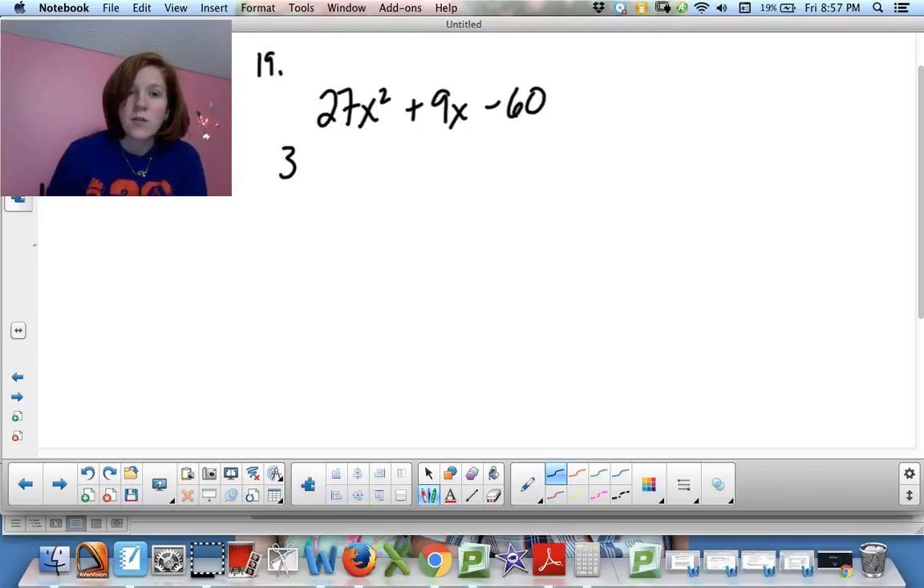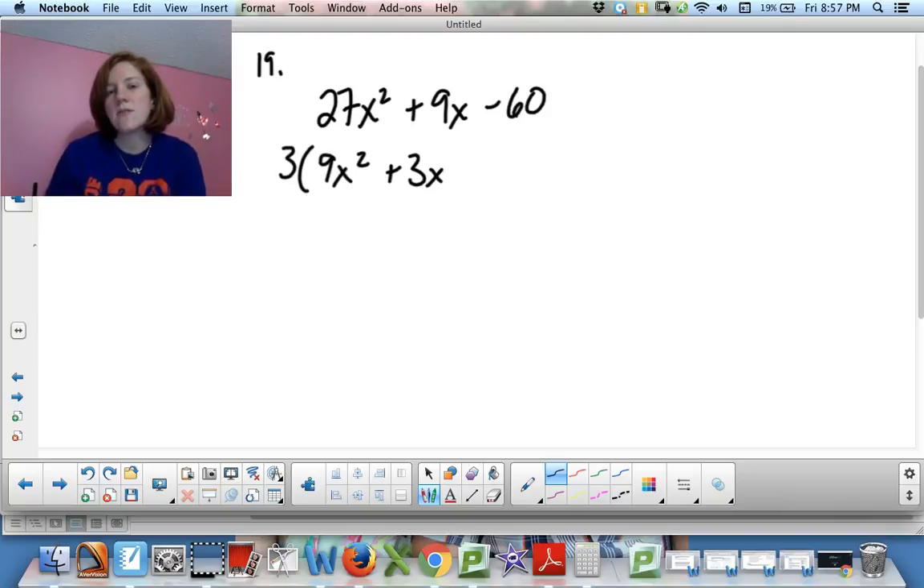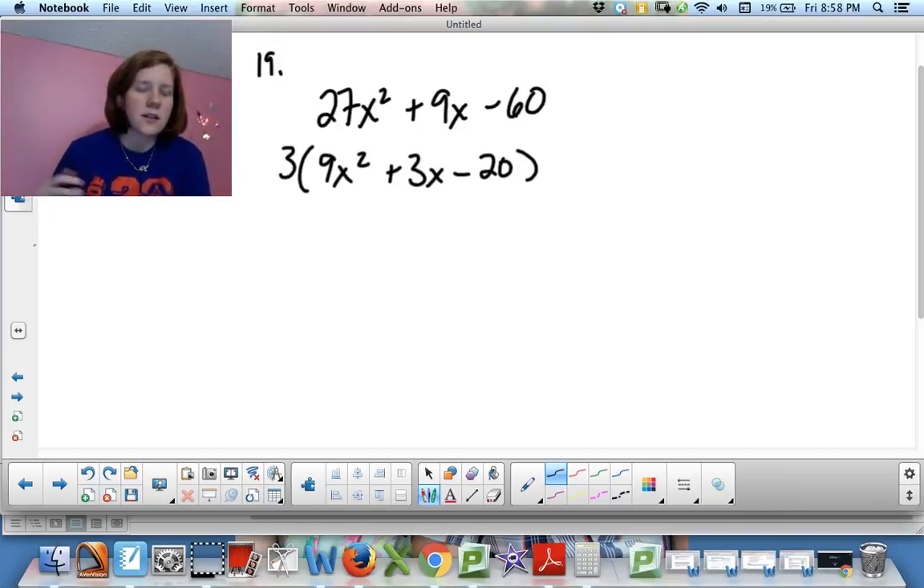Which means I'm going to pull a 3 out here and divide each of these terms by 3. So 27x squared divided by 3 gives me 9x squared. 9x divided by 3 gives me 3x, and negative 60 divided by 3 gives me negative 20. So this is my new problem. Now when I write my answer, I'm still going to have two binomials that multiply to give me this trinomial, but I'm going to have a 3 out in front because I've just gone ahead and taken that out. Now I'm working with a 9 and a 20 here, which, although it's still not going to be super fun, it's at least less annoying than a 27 and a 60. It's more doable and less frightening to consider.